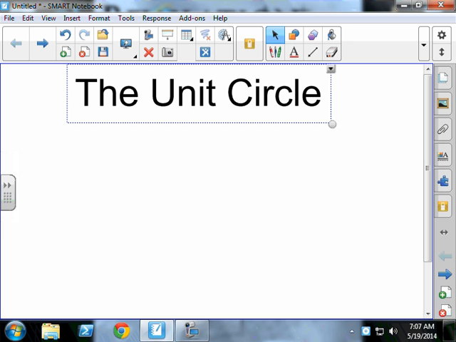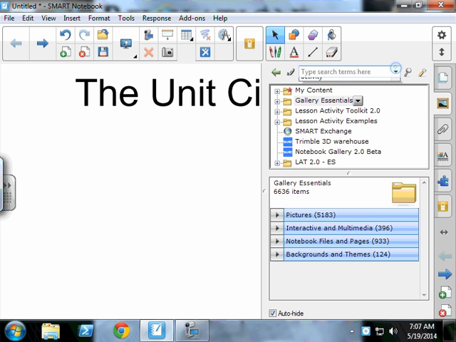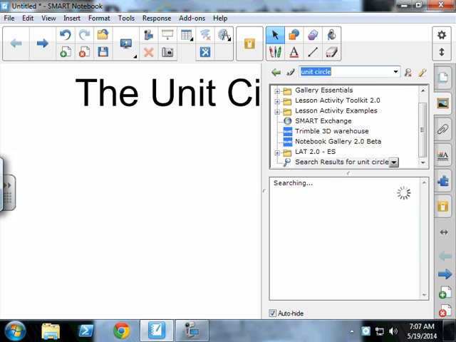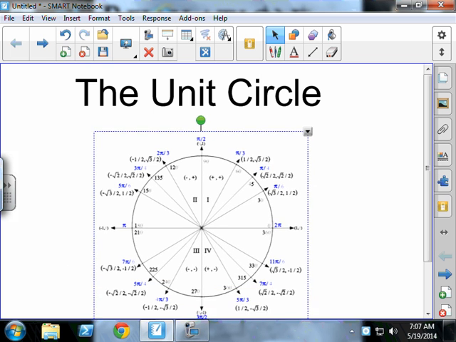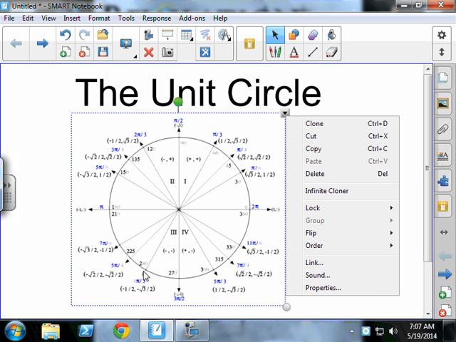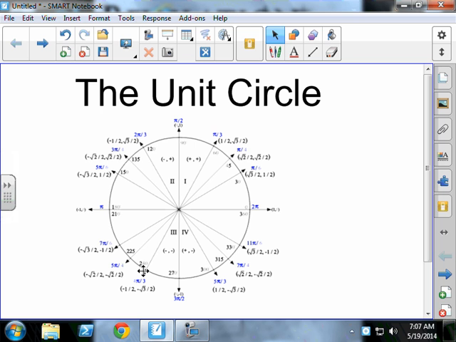And the deal with the unit circle is a lot of people are intimidated by it because what they see is this big circle. Well, it's not that big. But anyway, they see this circle and they see all this information on it. And they say, there's no way I can memorize that whole thing.